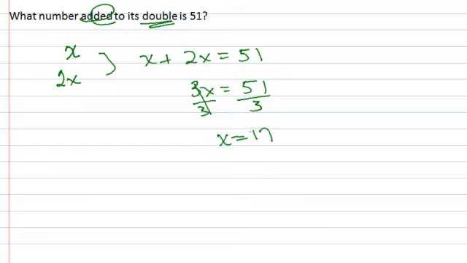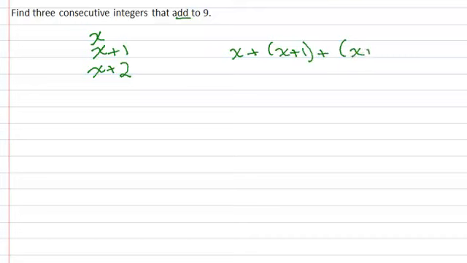So that's the number that we're talking about. So it says what number added to its double is 51. We've answered that question because 17, when we add 17 to its double, which is 34, we get 51. So we just checked it. We're correct.